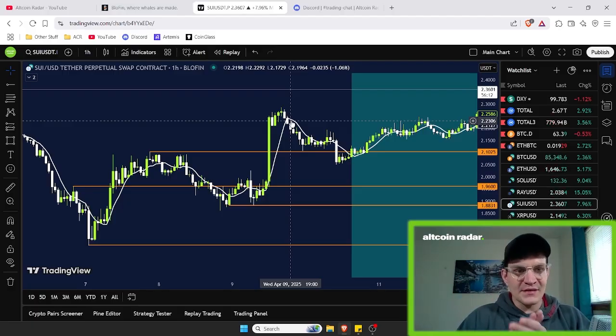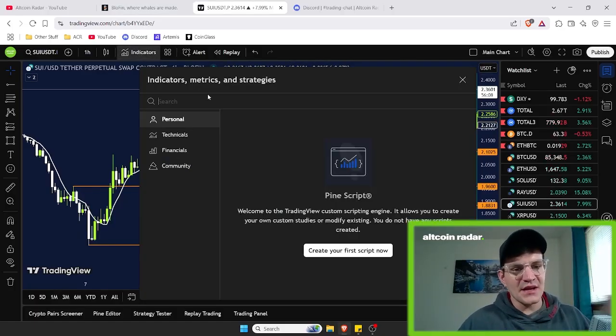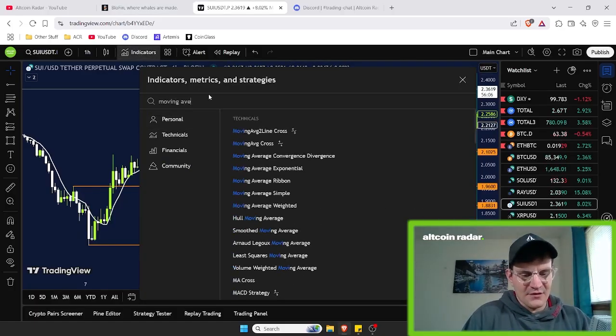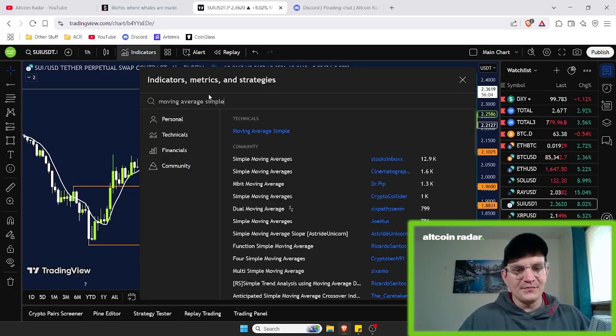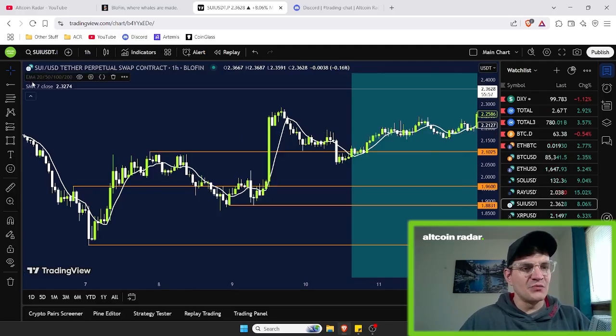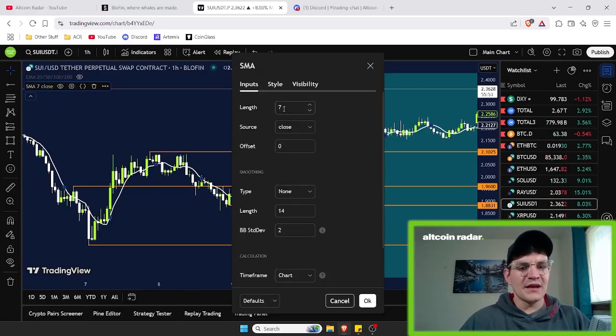So you want to add the 7-period simple moving average, and the way you find that is by going to indicators and typing in moving average simple, and just click on it. It'll be right up here in technicals. Click on it and it will add it to your chart. But you want to go into the settings of it right up in here, and choose the length and change it, have the length come down to 7, all right?